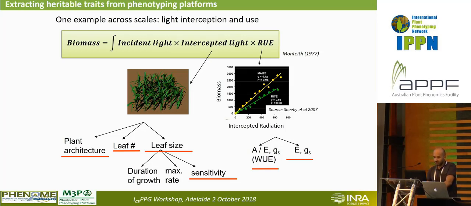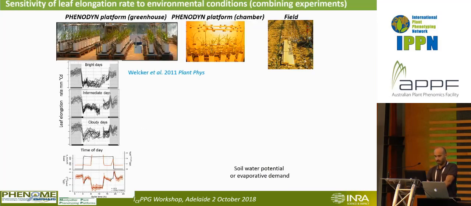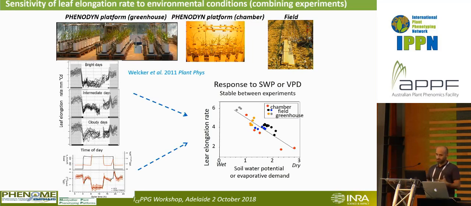on different traits, for example, plant architecture, leaf size, or sensitivity. In the case of sensitivity of leaf elongation rate to environmental conditions, this is mainly done in the phenotyping platform, where we can combine leaf elongation rate measurements performed in the greenhouse, where plants experience fluctuation in environmental conditions, measurements in the chamber, where we measure stable control conditions, and also measurements in the field. Then we can combine all this information at different scales to extract common genotypic responses to environmental conditions. In this case, it is the response of leaf elongation rate to soil water potential or evaporative demand.